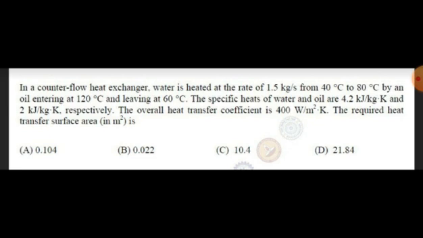The overall heat transfer coefficient is 400 watt per meter square Kelvin. The required heat transfer surface area in meter square, we have to find, that is, we have to find the surface area in meter square. Okay, I have derived and solved the answer for this question. I will show you the answers now.